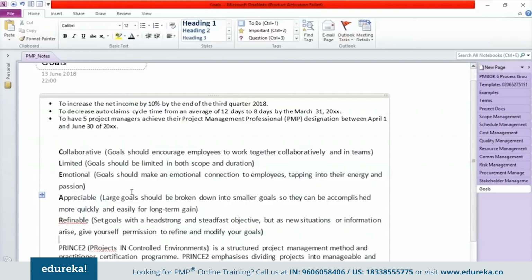It should be emotional, so people should be able to establish an emotional connection, and that will also help us in capitalizing on the employees' energy and passion with which they work. So the emotional angle is equally important here. Appreciable: large goals should be broken down into smaller ones. So if you come across any goal which is complex and large, maybe you would like to break it down into smaller goals.